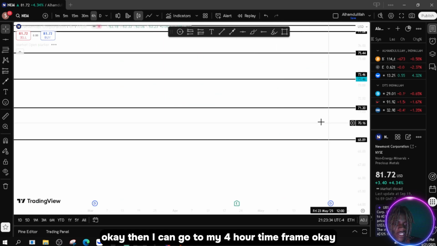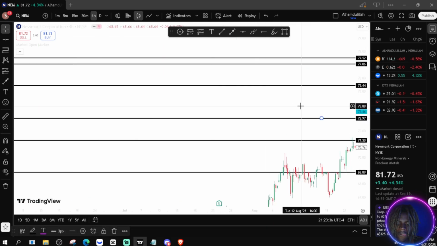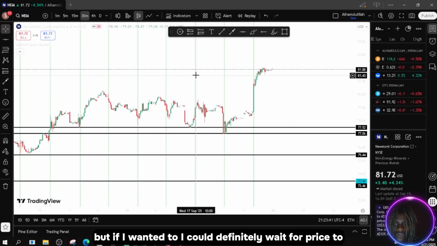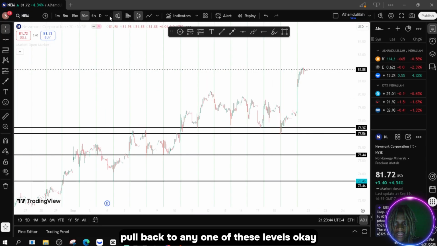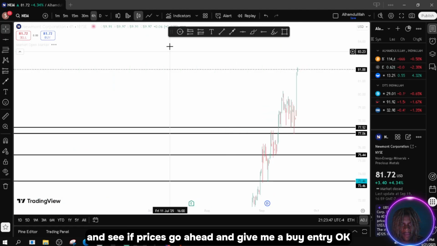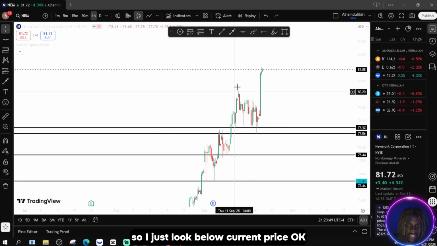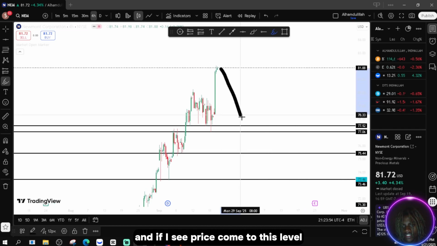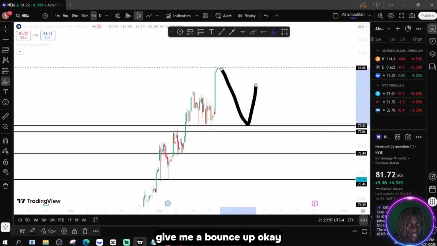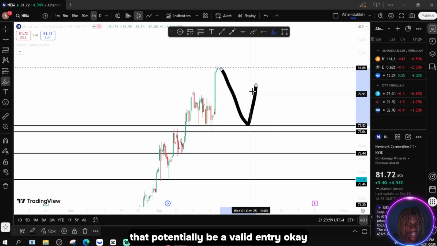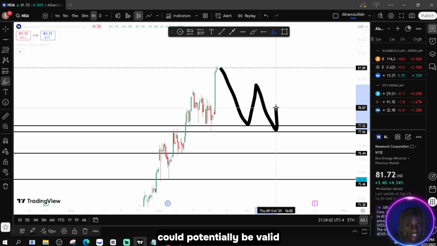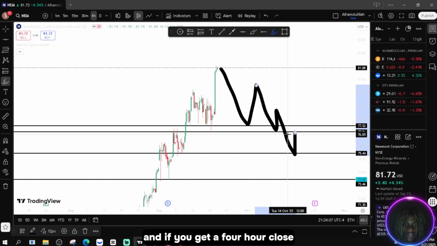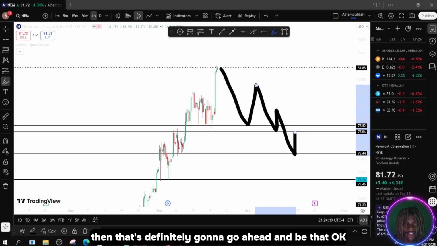Okay, then I can go to my 4 hour time frame. Okay. And that's why we lock the lines. But if I wanted to, I could definitely wait for price to pull back to any one of these levels, okay? And see if price is going to go ahead and give me a buy entry. Okay, so I just look below current price. Okay, set all the 930 entries that I saw. Okay, and if I see price come to this level, give me a bounce up. Okay, that'll potentially be a valid entry. Okay, same thing with this entry here. Could potentially be valid. Same thing down here. Could potentially be valid. Okay, and if you get a 4 hour close and a sweep up from these areas, then that's definitely going to go ahead and be that.